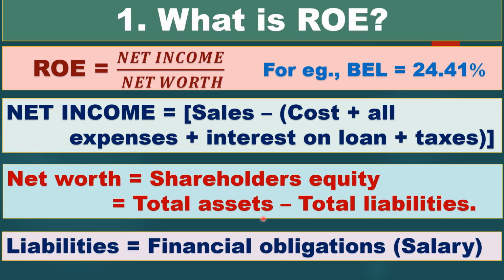What are called liabilities? Liabilities are financial obligations, different from debt. You are liable to pay salaries to your workers, employees. So liabilities equal financial obligations for paying salary, etc.